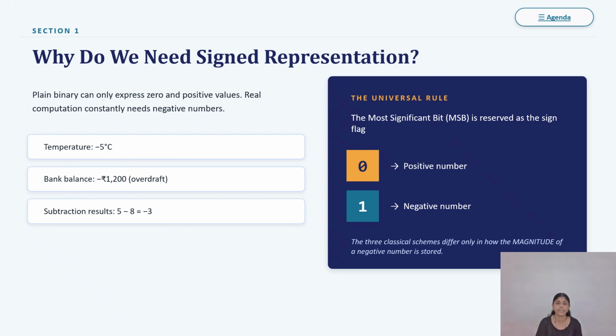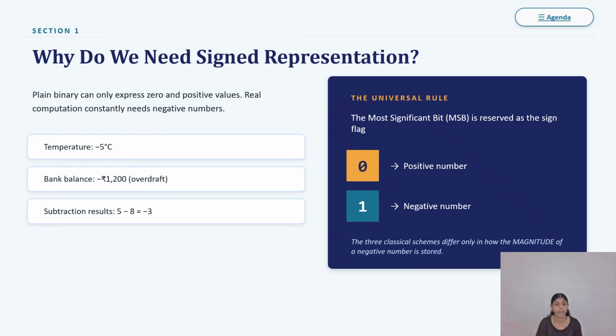If you consider the unsigned representation, that unsigned representation can also be termed as plain binary. You can see in the slide, I represented it as plain binary. Plain binary is nothing but an unsigned representation. So this unsigned representation or plain binary can only express zero and positive values. But in reality, we are in constant need of negative numbers also. I have given you 3 examples there.